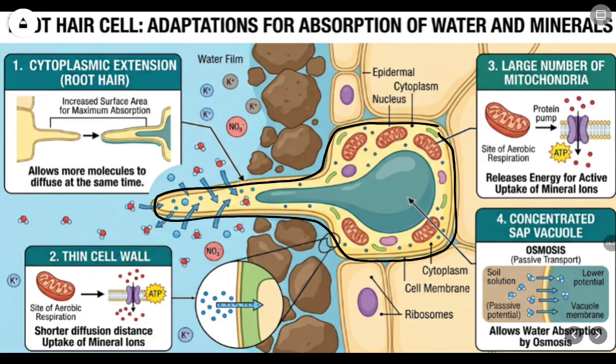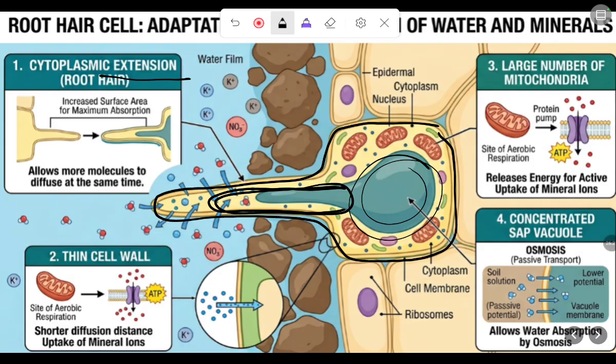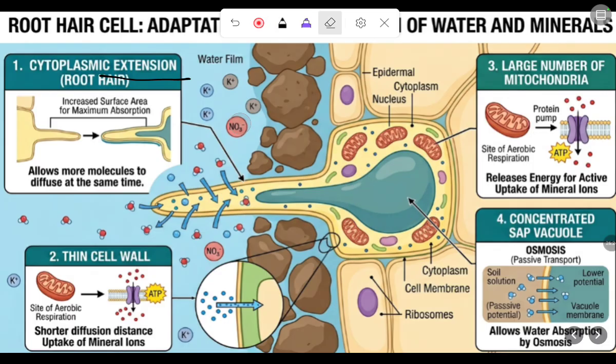So first, we have cytoplasmic extension, or we can say that it increases surface area for maximum absorption. The cytoplasm is not only present in this part, but it also has an extension to this part. So the cytoplasm is moving from the main rectangular part of the cell to another tiny part. Why is it doing this? It is doing this to increase surface area, so larger surface area means more space for more water to diffuse into the root hair cells and into the plant.